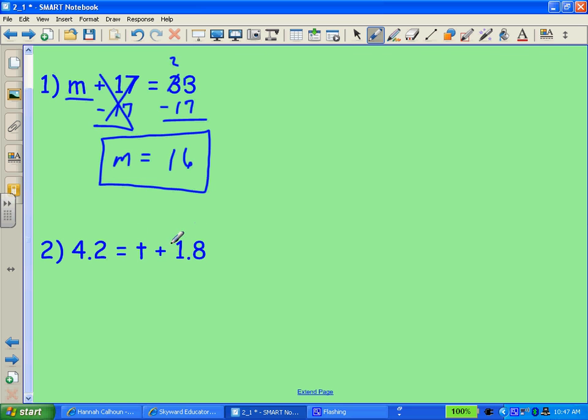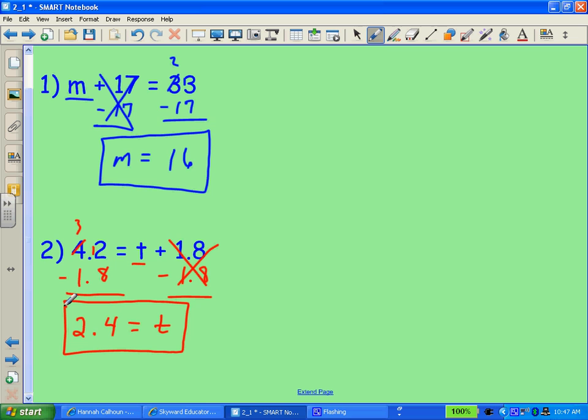Here's one with some decimals for us. Again, here's my variable, t. What's being done to t? Well, it's being added by 1.8. So what's the opposite of adding? Subtracting. So minus 1.8. Have to do the same thing to both sides all the time. So 1.8 minus 1.8, that's 0. So I got t. 4.2 minus 1.8. I got to do a little borrowing here. 12 minus 8 is 4. Drop the decimal point straight down. 3 minus 1 is 2. So I get 2.4.